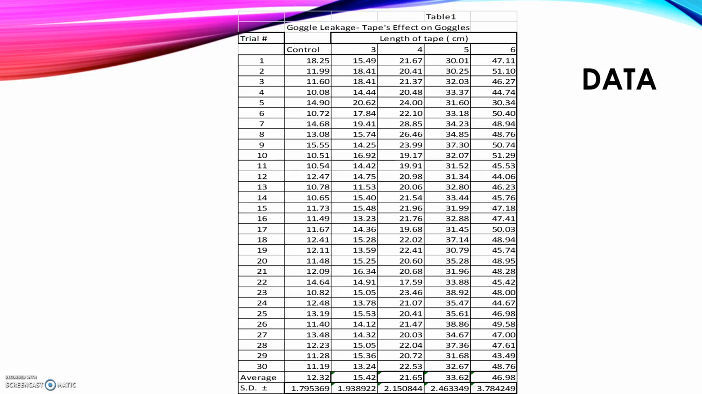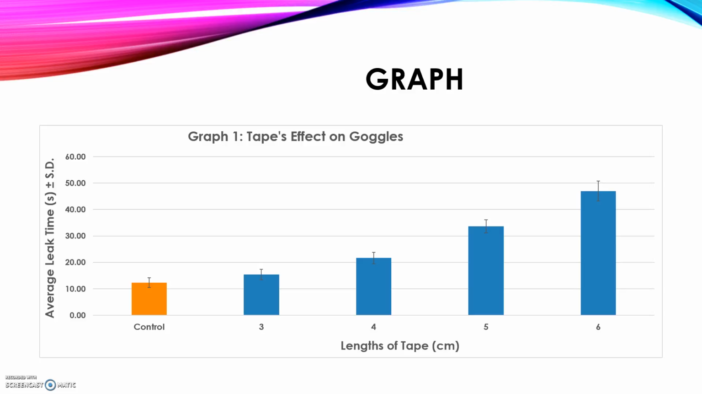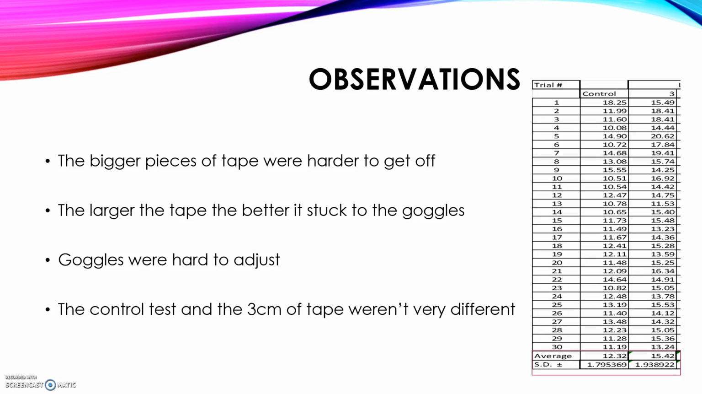Data. This is the data table. Each column is labeled, one for control and the rest for lengths in centimeters. At the bottom are the averages and standard deviation. Graph. The y-axis shows the average time in seconds. The x-axis shows the length of tape in centimeters. The error bar represents the standard deviation.